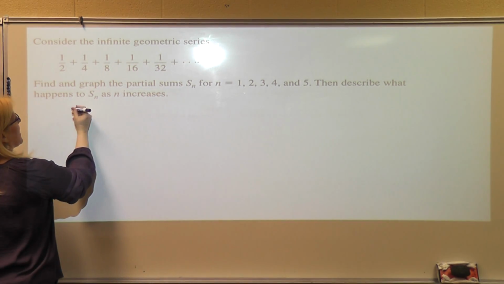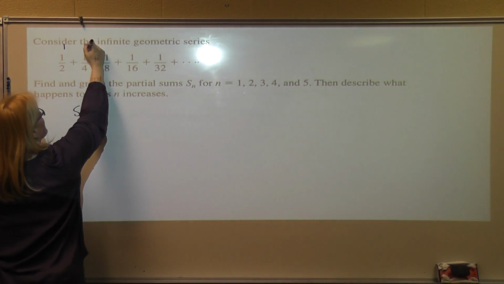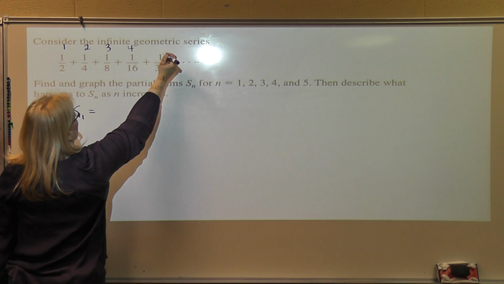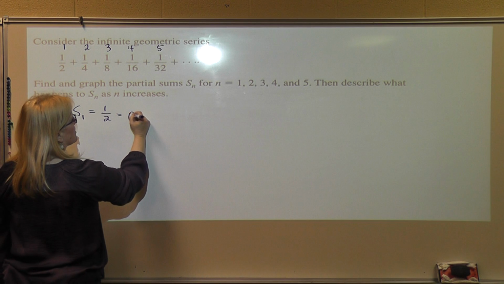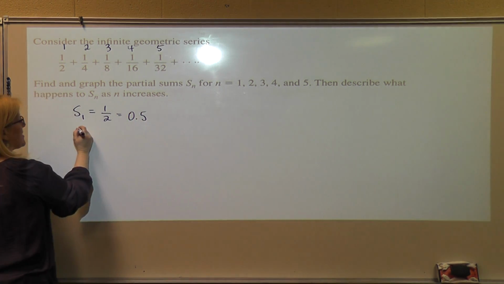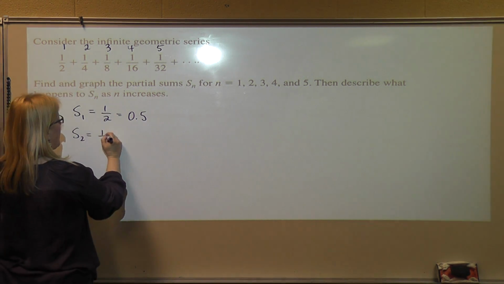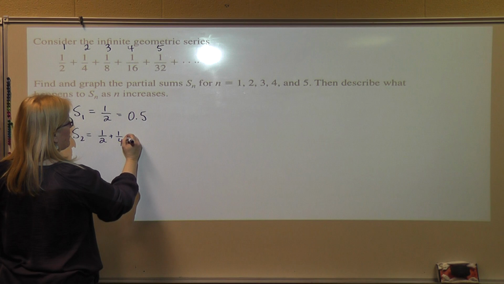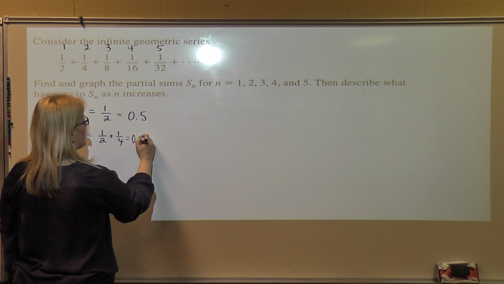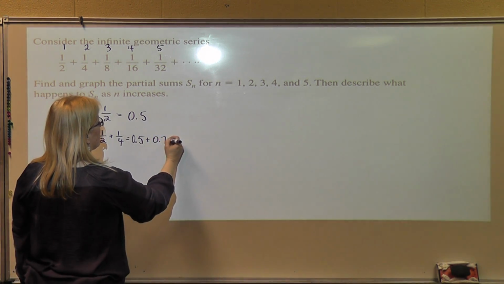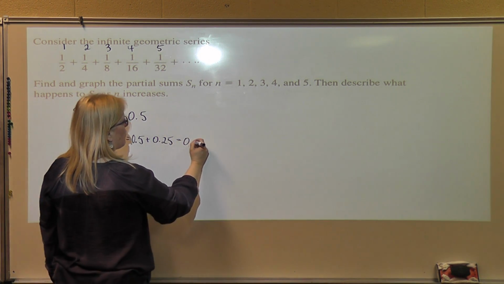All right, but what is S sub 1? That's my first one, right? This is first one, second one, third one, fourth one, fifth one. And it's 1/2, which we can also say is 0.5. Okay, S sub 2 is adding these two together. So I have 1/2 plus 1/4, which is 0.5 plus 0.25, I'm getting ahead of myself, equals 0.75.